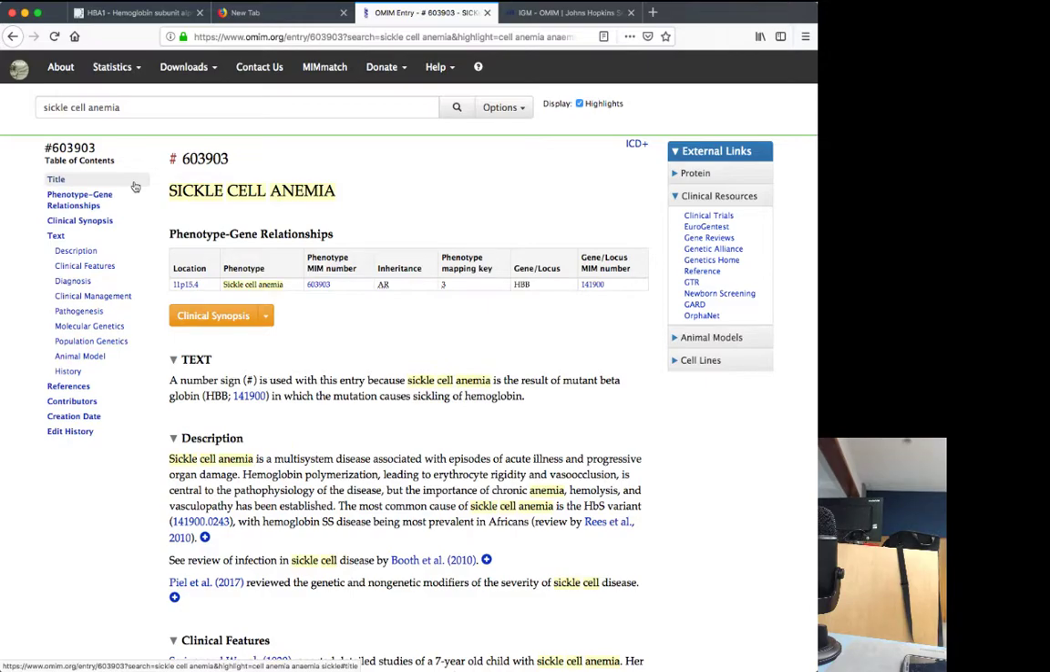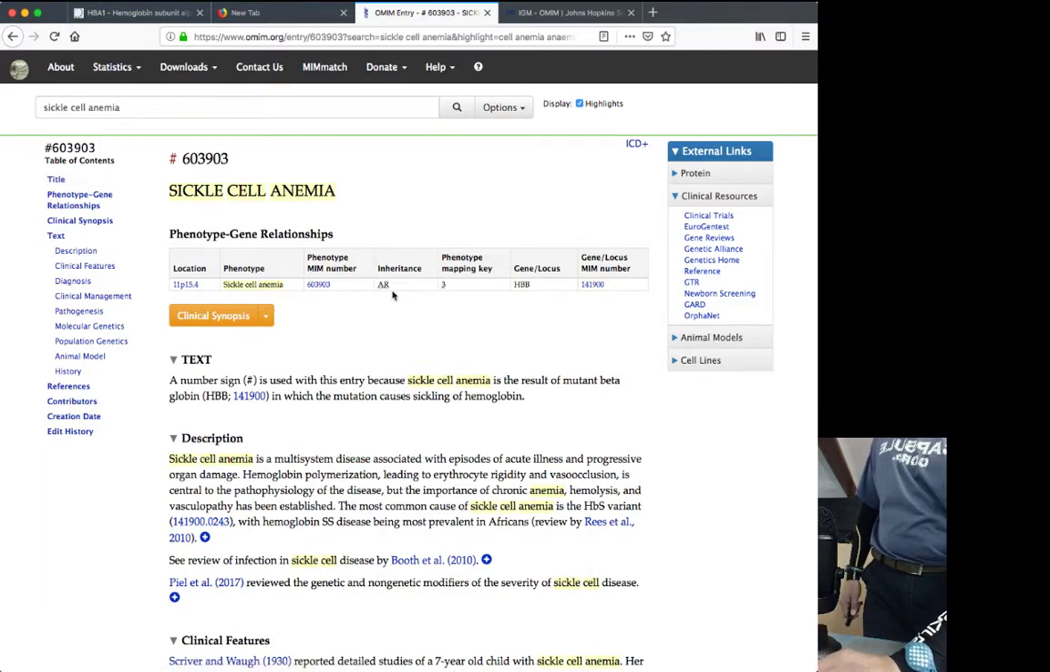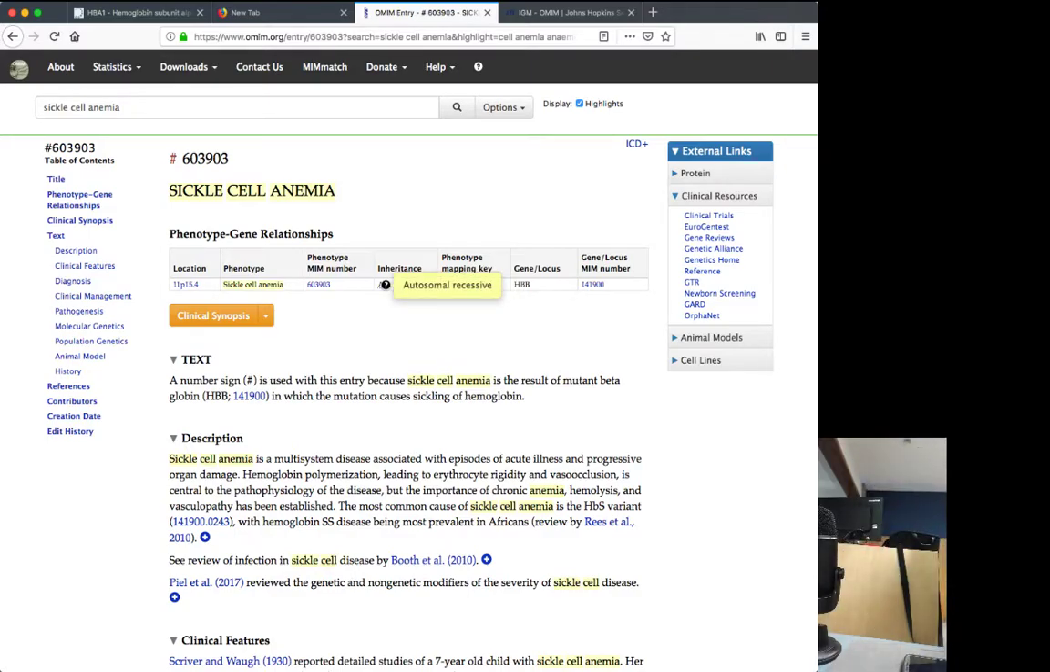So first, here, the phenotype-gene relationship. The location, again, cytogenetics, a phenotype number, which corresponds to the number we find in the search. What do you think AR stands for in inheritance? Look at this feature of the web page that I like a lot. If you click on it, it's going to tell you it's autosomal recessive. So what does that mean?